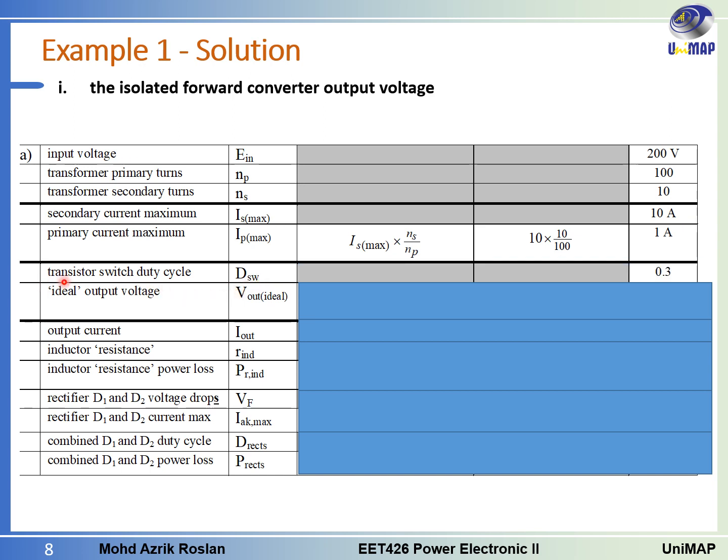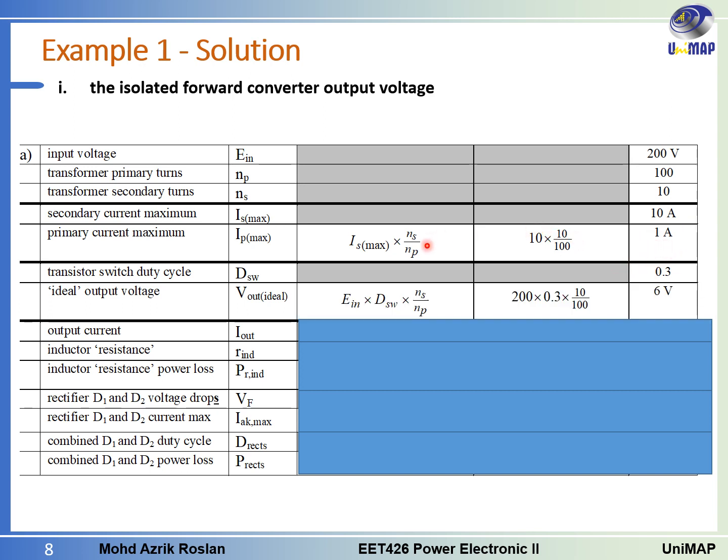This one is also given: the transistor switch duty cycle is 0.3. After we get all of this, we can calculate the V out ideal. The equation is E in multiplied by D switch multiplied by Ns over Np. So the answer is 6 volt.